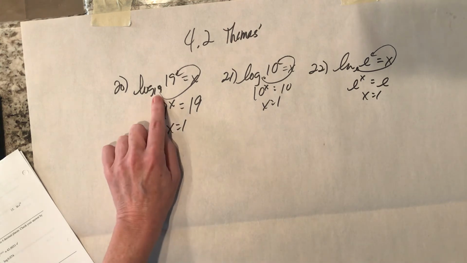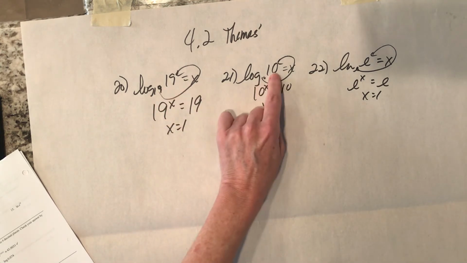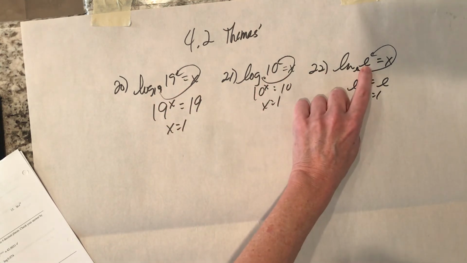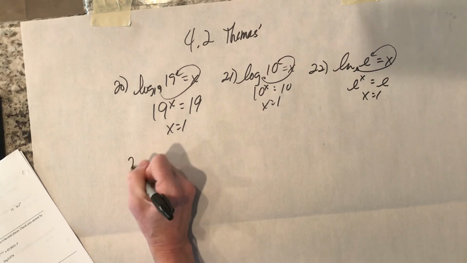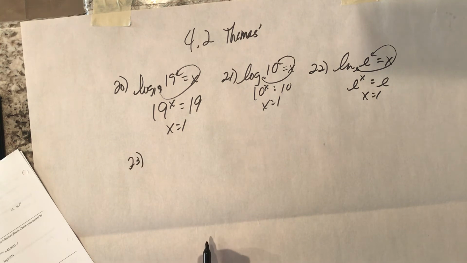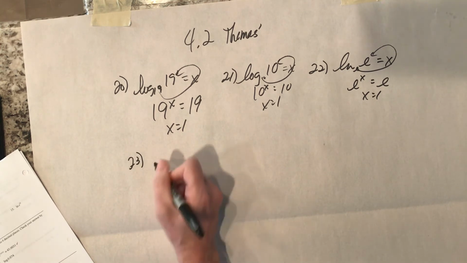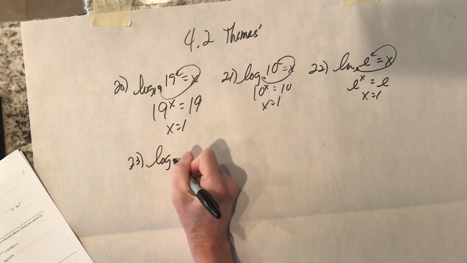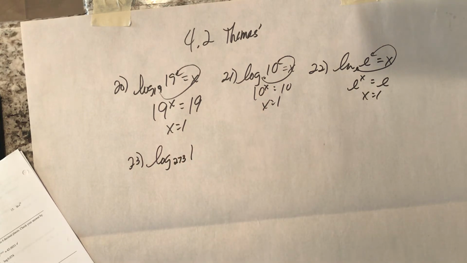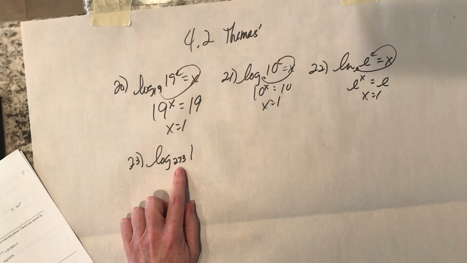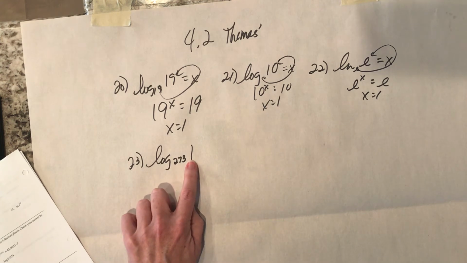When the base matches the number, the answer is a 1. Number 23. Another principle here that we're going to look at in number 23 and number 24. Log base 273 of 1. What is that equal to? What do you have to raise 273 to make it become a 1?